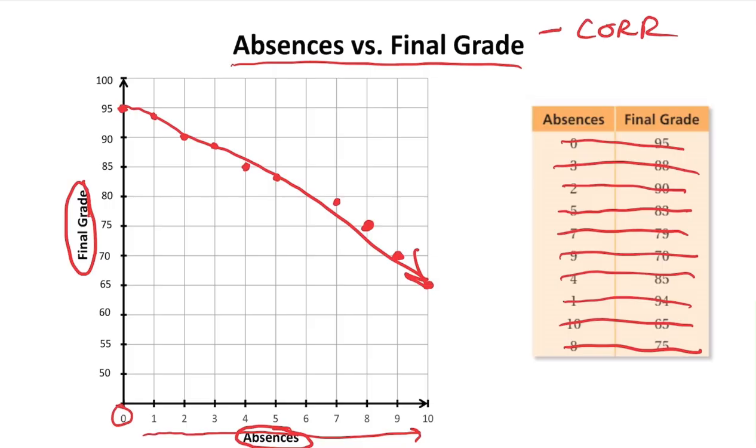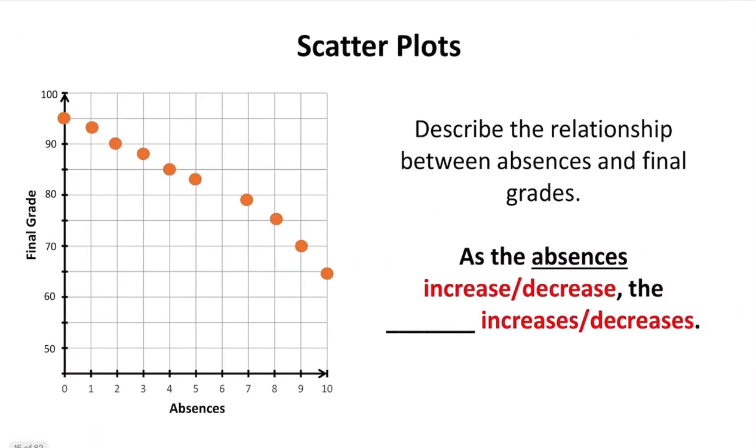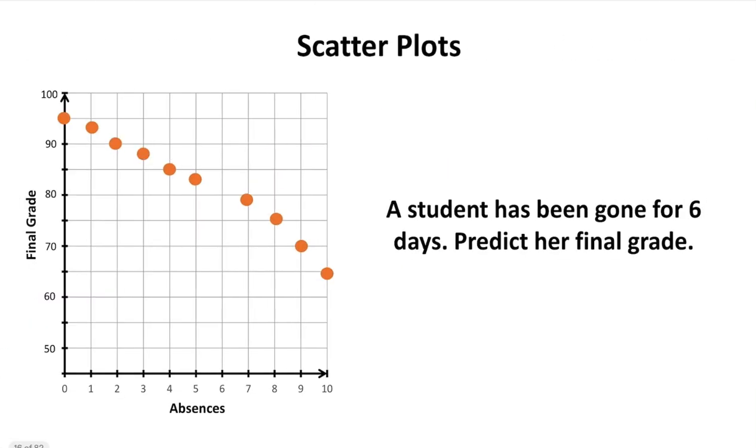Another thing we can use these scatter plots for when we're collecting data is so that we can predict things. We can try to guess the future with them. So let's look at this. Describe the relationship between absences and final grades. We just did that. As the absences increased, the grades decreased, right? So that's what we figured out. And it was a negative correlation.